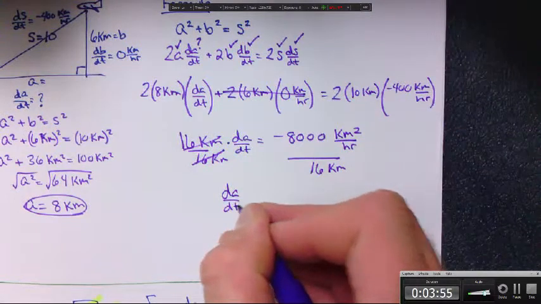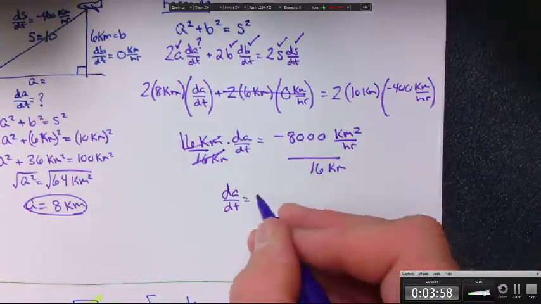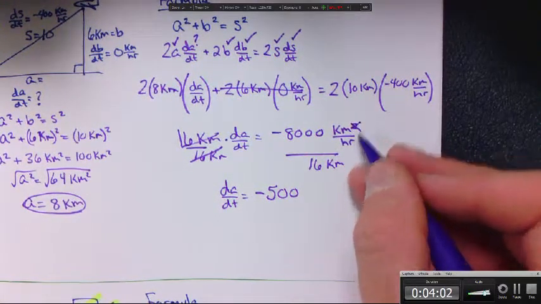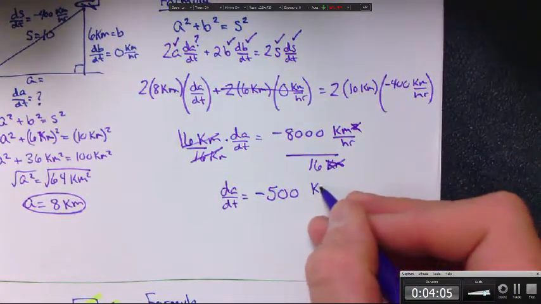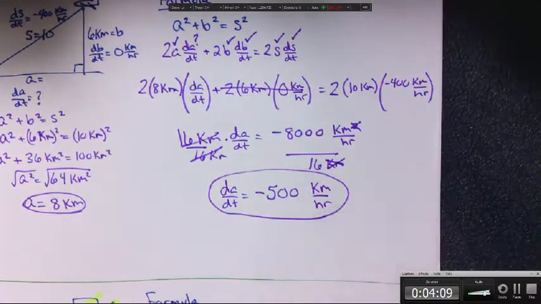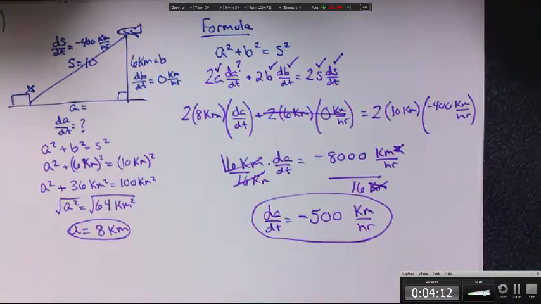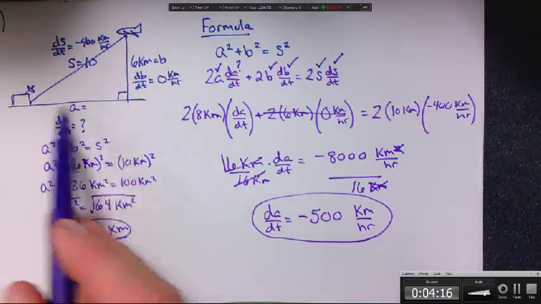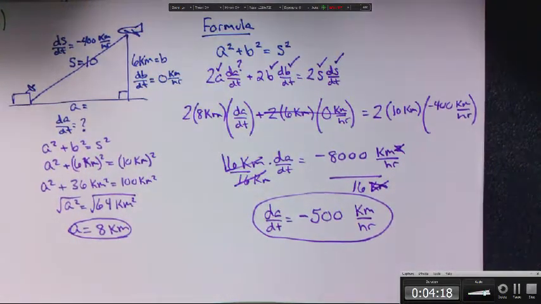dA/dt, negative 8,000 divided by 16 is negative 500. Kilometers squared divided by kilometers makes just kilometers per hour. So our units match up with what we should get. We get negative 500. That makes sense too because it's flying towards the radar station. This side of the triangle is getting shorter. Therefore, we should have a negative speed, negative velocity. Okay.